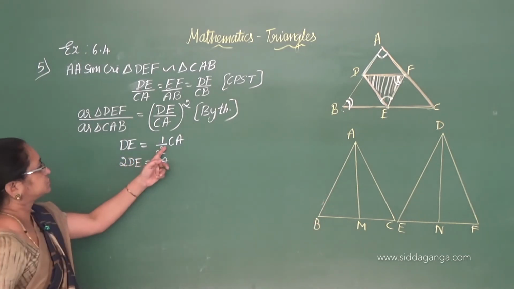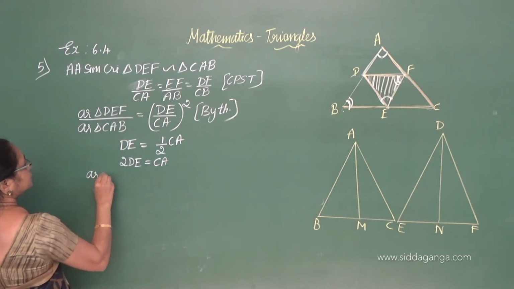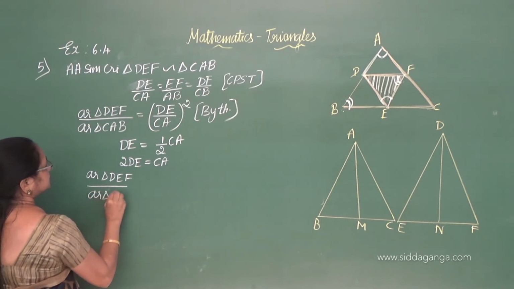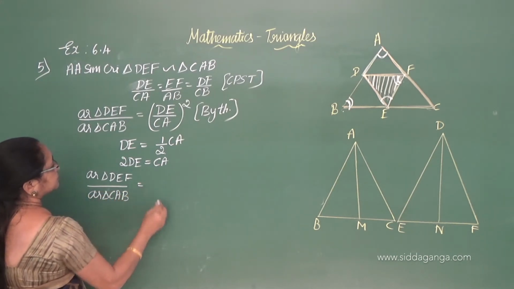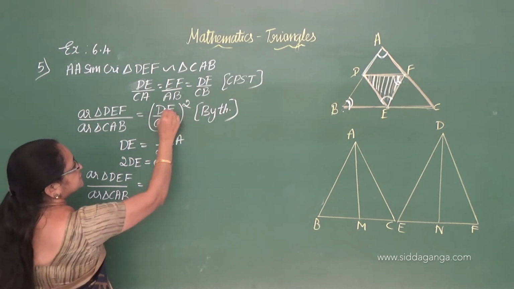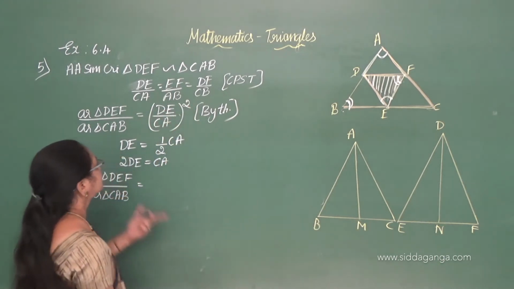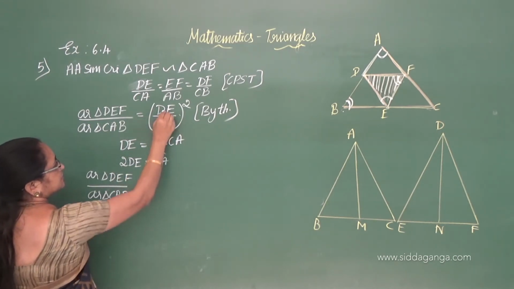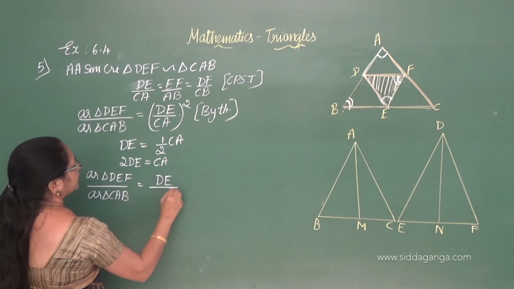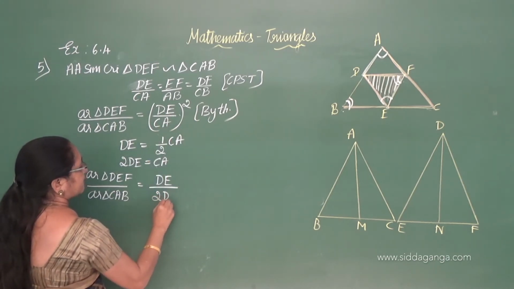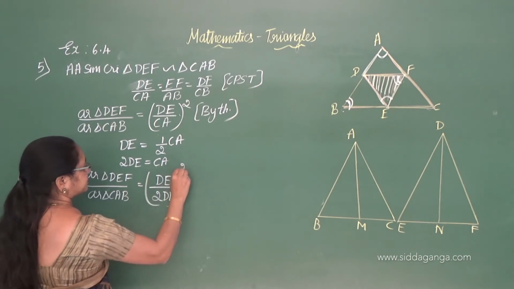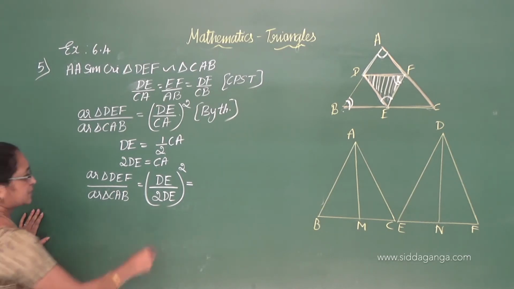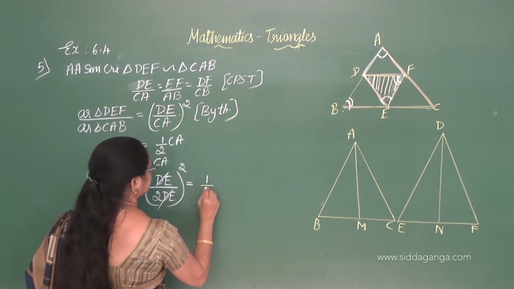So you can substitute this also here. Now area of triangle DEF by area of triangle CAB is equal to, now instead of DE you can write half CA whole square, that is also fine, or 2DE is equal to CA. So 2DE is equal to CA means here DE I will write divided by, instead of CA I will write 2DE whole square. So here DE gets cancelled, 1 by 4.